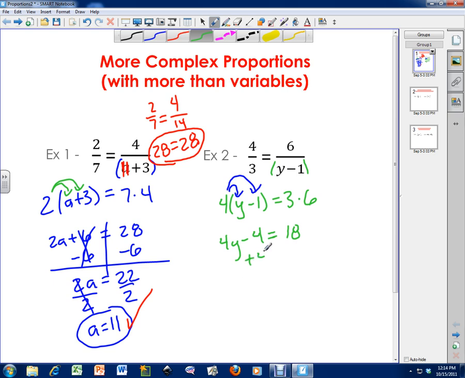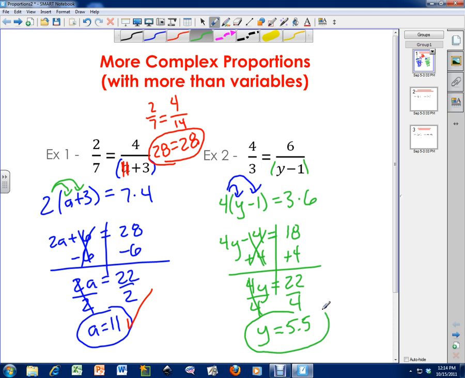Again, isolate the variable by canceling out anything next to it. So I have 4y equals 18 plus 4, which happens to be 22. That's just coincidence that both these problems equal 22 at some point. When we divide at the end, though, you see that y is equal to 5.5.